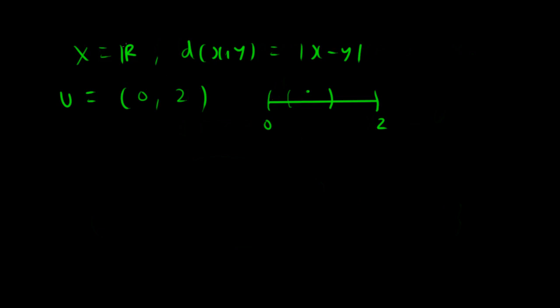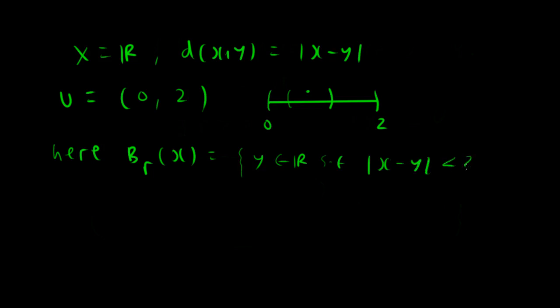So it's worth remembering here that in this case, the open balls are going to be intervals. Okay, so here, given any point x and any radius r, it's going to be the set of points y in R such that the modulus of x minus y is less than r. So it's an interval. If you just take the modulus out, then you can rearrange it to get it as an interval.